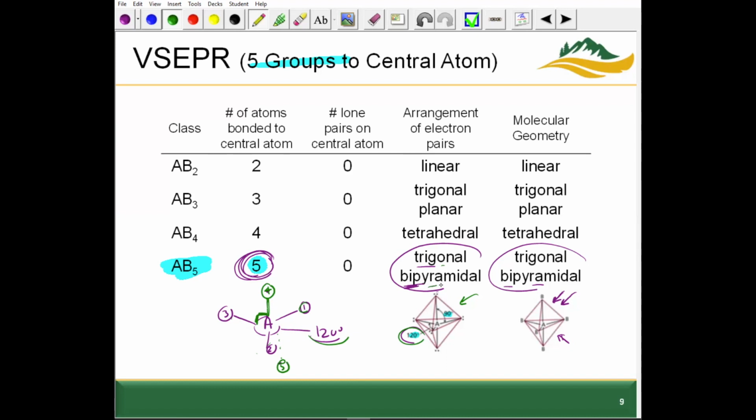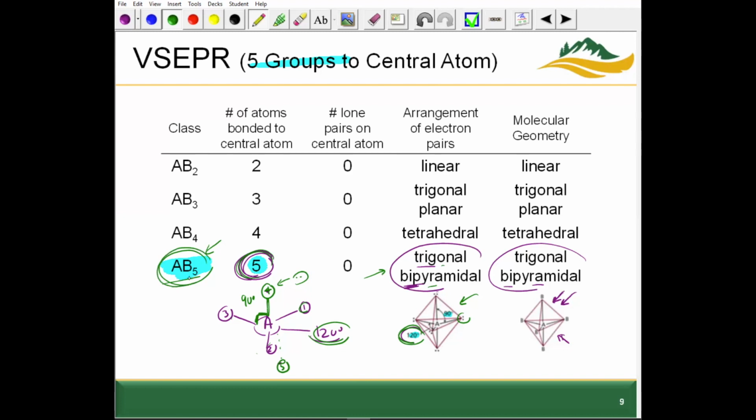So for trigonal bipyramidal, 5 groups bonded to the central atom, we have bond angles both of 120 degrees and also 90 degrees. Again, all bonds so far. We're not showing yet that one of these groups is replaced by a lone pair of electrons. We will get there. We'll talk about lone pairs being present here as well. This is 5 bonds to the central atom. We call this trigonal bipyramidal.